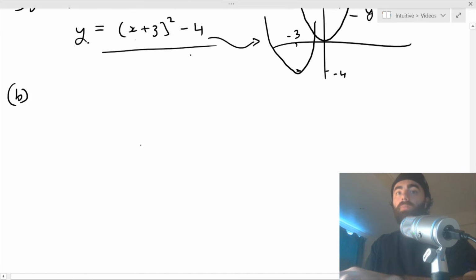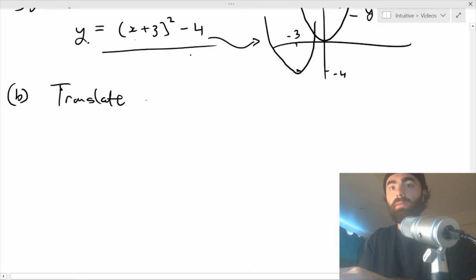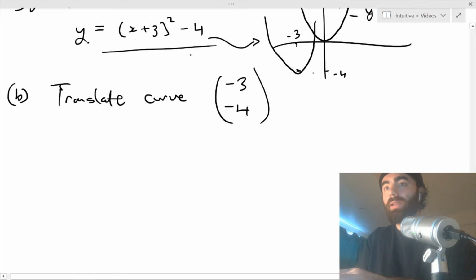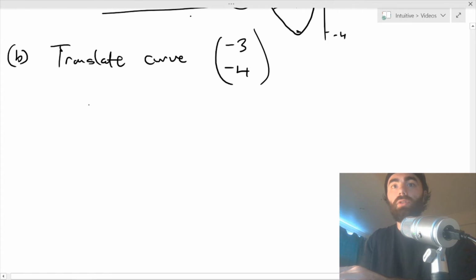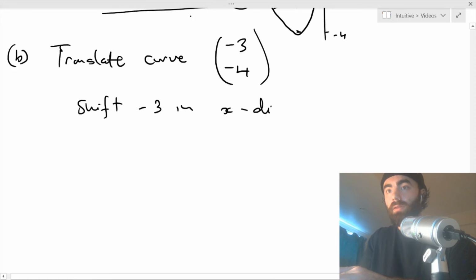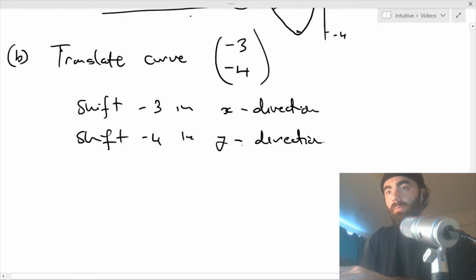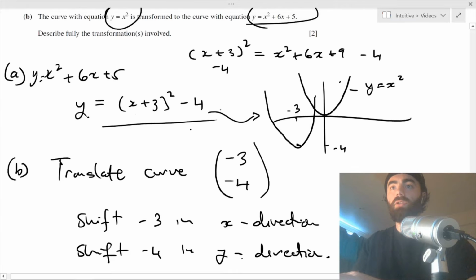So you could translate the curve by minus 3 in the x direction and minus 4 in the y direction. Or you could say it in English: shift minus 3 in the x direction, and then shift minus 4 in the y direction. Okay, cool, and that's 3 good questions there.